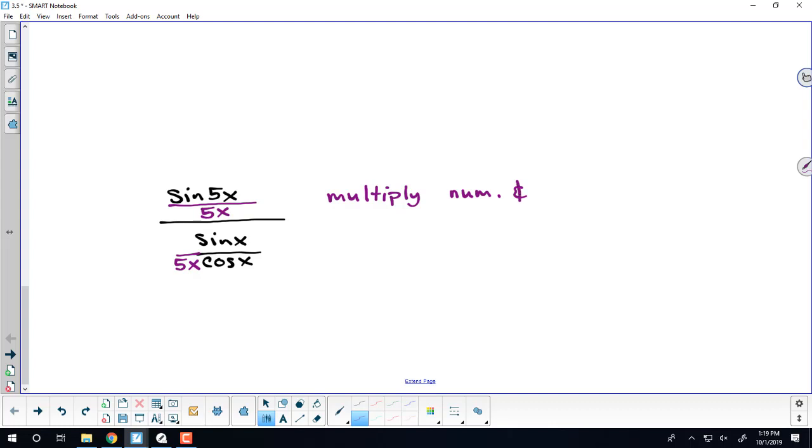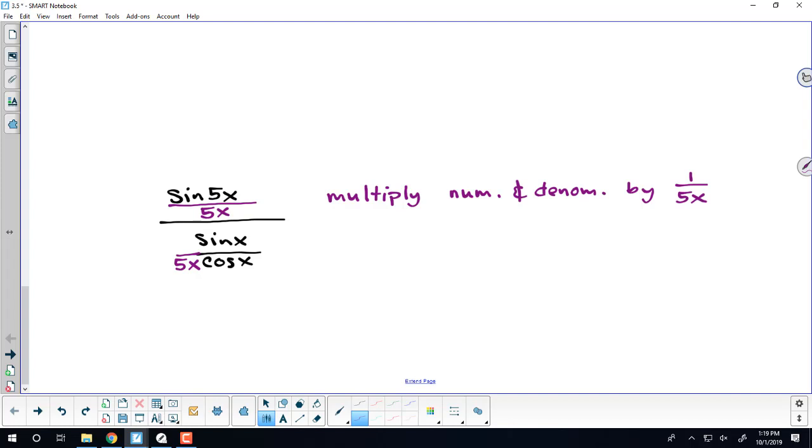Multiply the numerator and denominator by 1 over 5x. So that's still 1, right? We multiply the numerator and denominator by the same thing. We're still multiplying through by 1. But at least when we look at it that way, the numerator, sine 5x over 5x, we can directly apply the theorem to. So we could take care of the entire numerator by doing that.